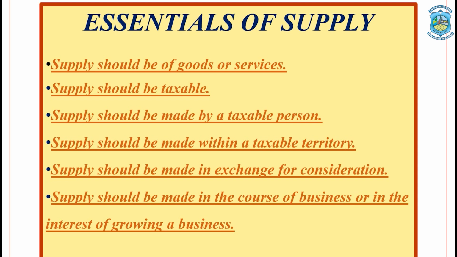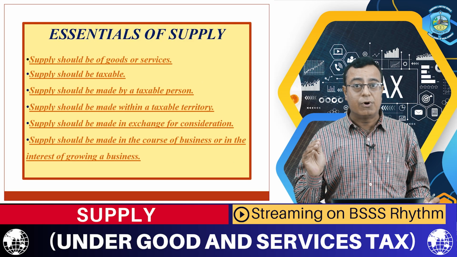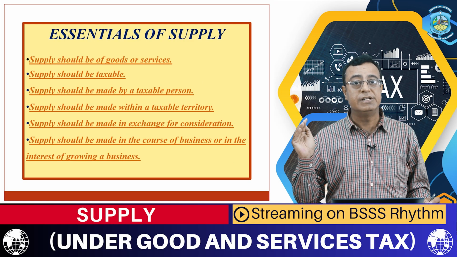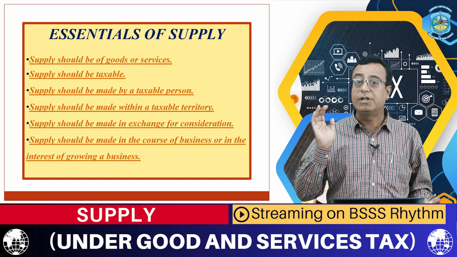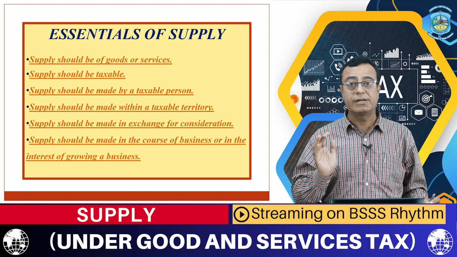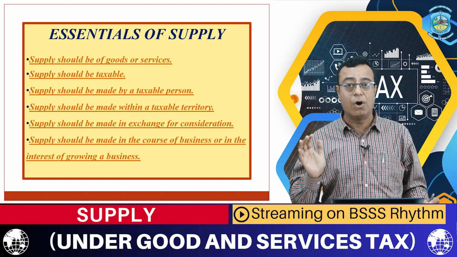Supply should be taxable means supply of goods and services is related with GST. For example, supply of petroleum product is not a taxable supply because the petroleum products are out of GST net. Supply of petroleum is taxable but not taxable under the GST law.